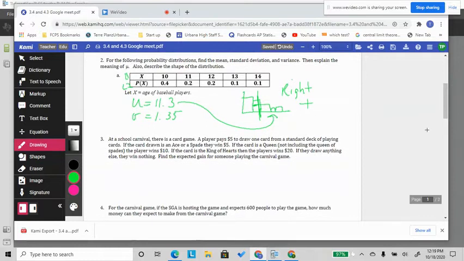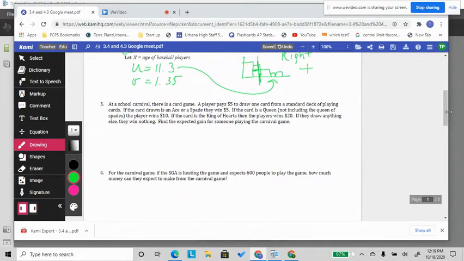All right, next one, carnival. So take a minute, pause, read the question, try and see if you can set it up yourself. I'm going to go over it. Here we go. Our payouts are $5, $10, and $20, and we paid $5 to play. Probability of $5 if the card is an ace or a spade. There are 4 aces, there are 13 spades, minus the one you counted twice. So that's 16 out of 52.